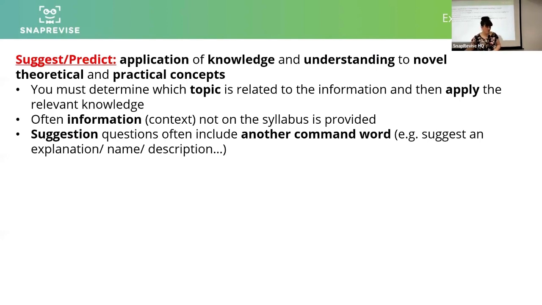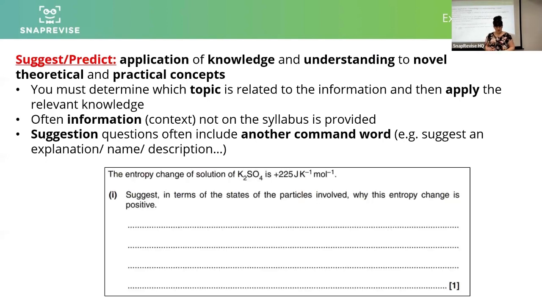Suggestion questions often include another command word, for example, suggest an explanation, suggest a name, suggest a description, etc. So here's an example. The entropy change of solution of K2SO4 is positive 225 joules per Kelvin per mole. Suggest, in terms of the states of the particles involved, why this entropy change is positive. So context, entropy. Specifically, my command word is suggest.